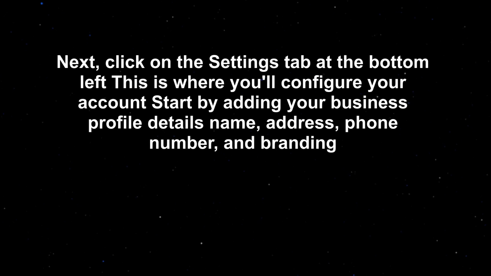Next, click on the Settings tab at the bottom left. This is where you'll configure your account. Start by adding your business profile details: name, address, phone number, and branding.